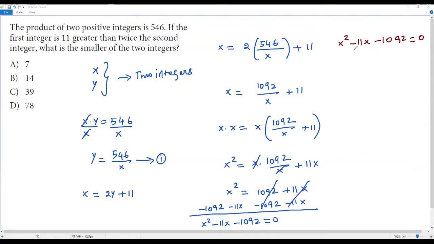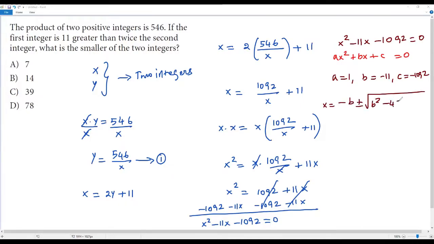Okay, so here I am going to use the quadratic formula to solve this quadratic equation. For that, the quadratic equation over here has to be compared with ax squared plus bx plus c equals 0, so that I can get the values of a, b, and c. Here the coefficient of x squared is 1, so the value of a is 1, and b is the coefficient of x. In our problem, it's negative 11, and c is the constant term, that is negative 1092. So now let me write the quadratic formula, that is negative b plus or minus the square root of b squared minus 4ac over 2a.